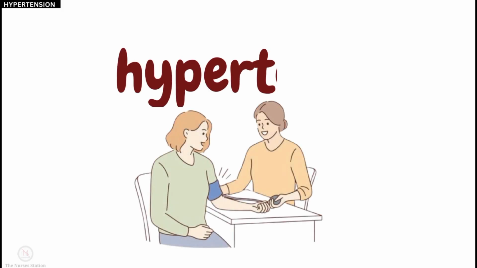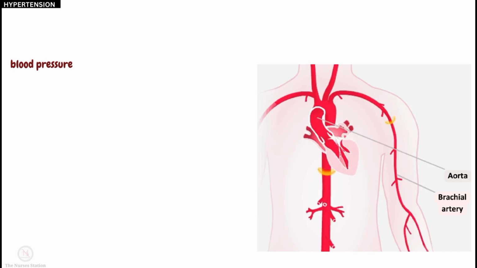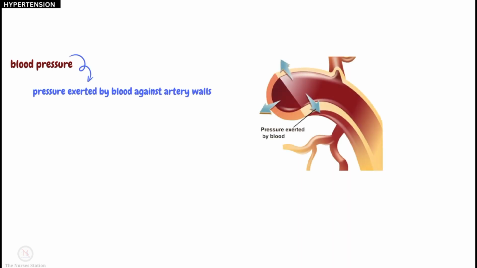In this video, we are going to talk about hypertension. To understand hypertension, we need to start from the concept of blood pressure. With each heartbeat, the left ventricle pumps the blood into the aorta and subsequently through all the arteries of the body, thus putting pressure against the artery walls. The pressure exerted by the blood against the artery walls is called the blood pressure.